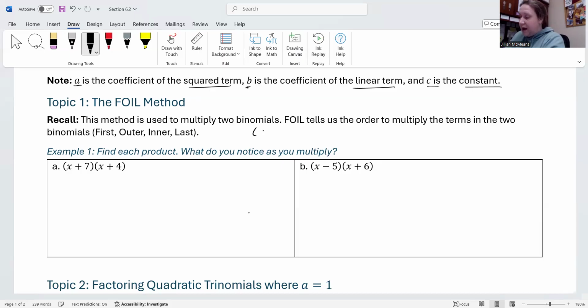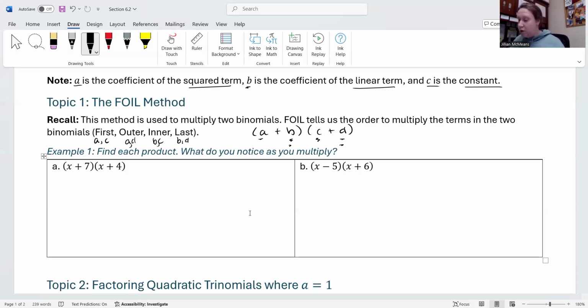So if we had something like A plus B times C plus D, the first terms would be A and C. Those are the first terms in each binomial. The outer terms would be the terms that are quite literally on the outside of this product, which would be A and D. The inner terms are the ones on the inside of this product, which would be B and C. And then the last terms would be the last term of each binomial, which would be B and D. So it just gives you a way to remember what to multiply when. For me, it's easier to think of this as just distributing twice. I take each term in the first binomial and fully distribute them through the second binomial and then simplify as needed. Okay? So for example 1, we're just going to find each product.